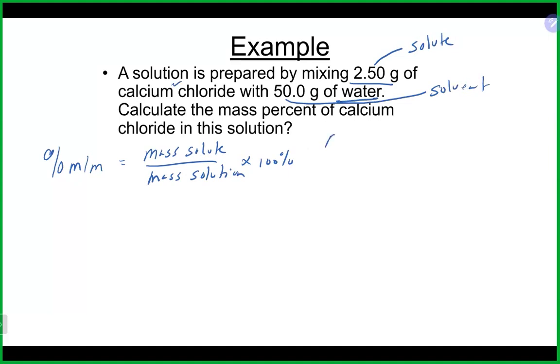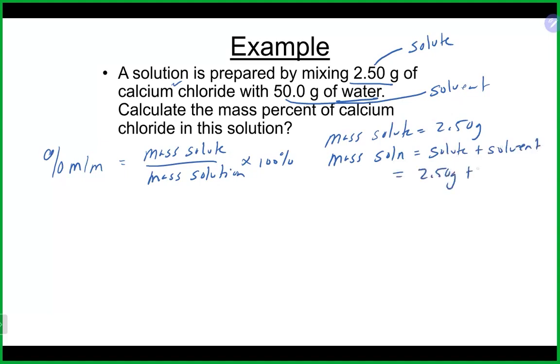So we have our mass of solute, which is 2.5 grams. We have our mass of our solution that we need to calculate. Remember that the mass of the solution is the solute plus the solvent. So here we would want to take 2.5 grams and add it to 50 grams. And that is going to give us the mass of the solution and not just the solvent. And we'll have 52.5 grams of solution. Again, that is what needs to go on the bottom, not just the solvent.